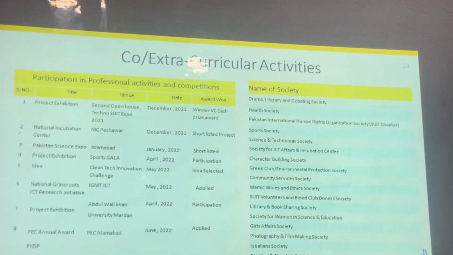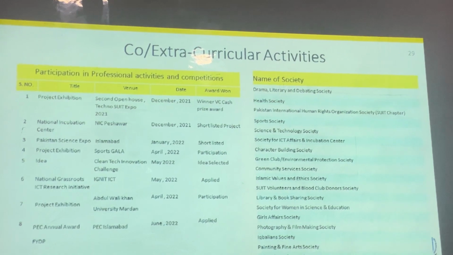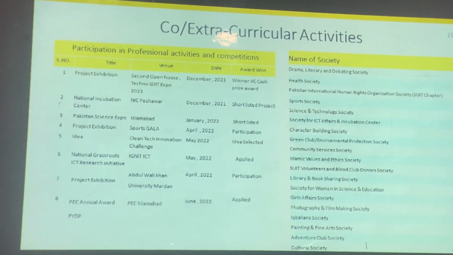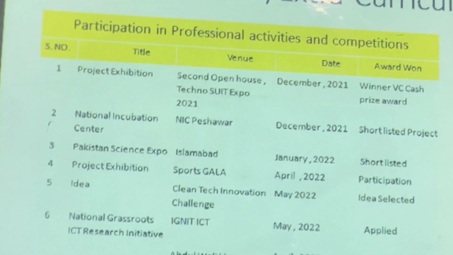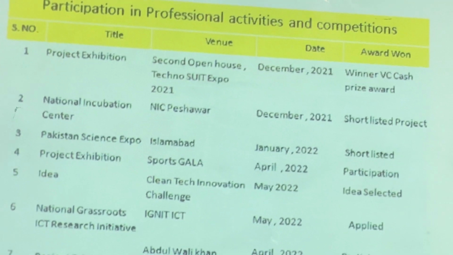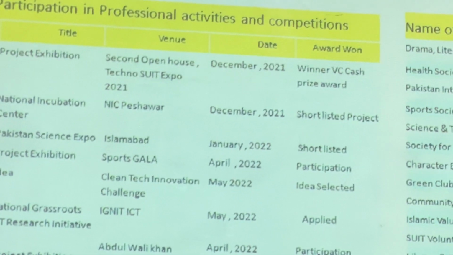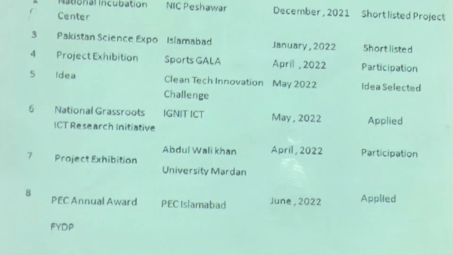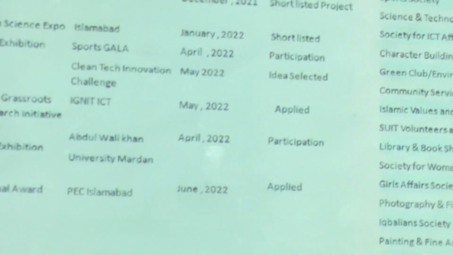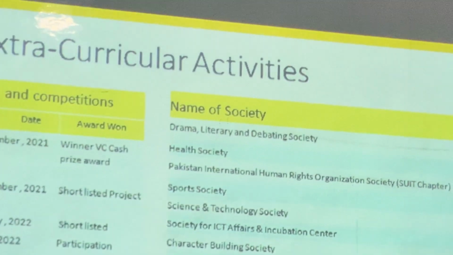These are the visits which we have conducted up till now for the students of the 6th semester. This is actually the activities in which our students are involved. Some have grabbed positions or distinctions.